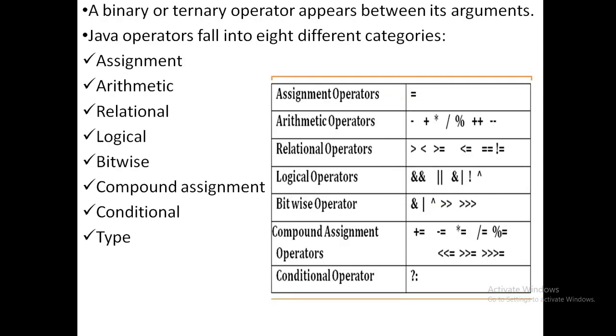A binary or ternary operator appears between its arguments. Here the operator will be performing certain operations based on two or more operands. So the operations are generally assignment operation, arithmetic, relational, logical, bitwise or compound assignment operation, or conditional and type. The most commonly used assignment operator is the equal to, and we have various arithmetic operators to perform various arithmetic operations and so on.